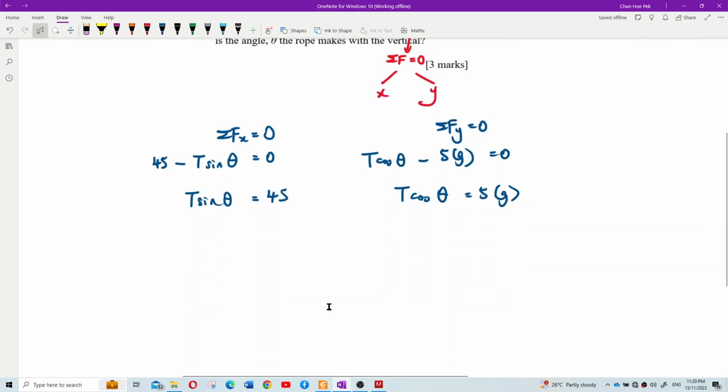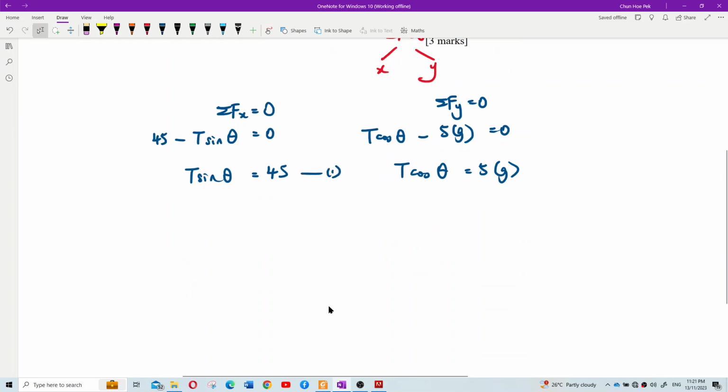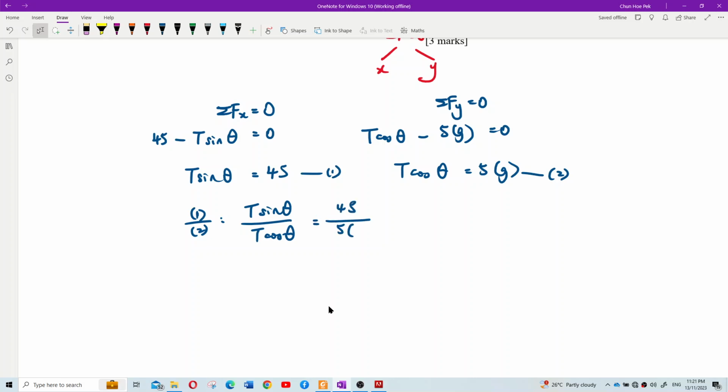Okay, so I have two equations. I divide them, and I get sine over cos. You get what? Tangent. So tan theta equals 5 over 5g, with g 9.81. Sine over cos is tangent. Okay, let's do it: 5 divided by 5 divided by 9.81.